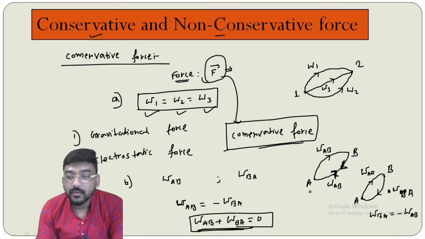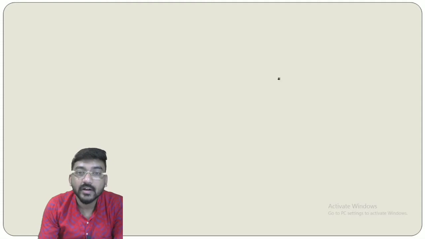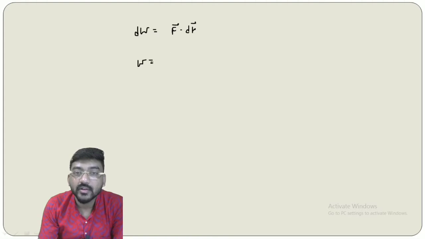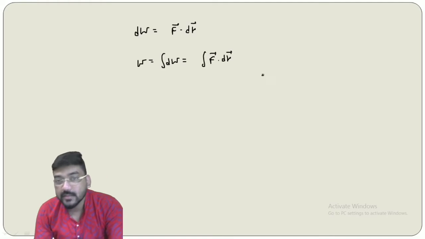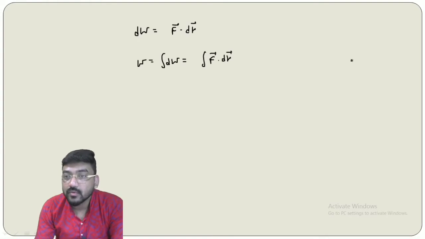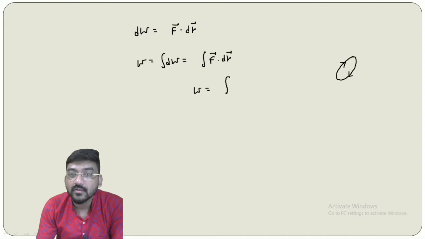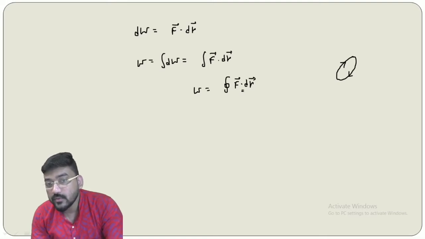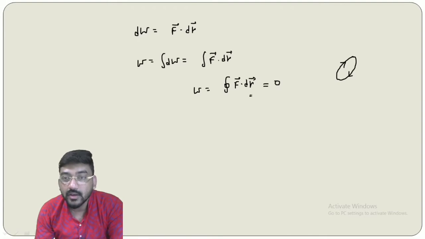You can define the work done. We have the expression of work done: dW is equal to F dot dr. So W is equal to the integration of dW, that is nothing but the integration of F dot dr. We know this is the expression of work done. Now if you talk about a closed path, then this can be written as the closed path integral of F dot dr. But this closed integral of F dot dr will always be 0 if and only if F is a conservative force.